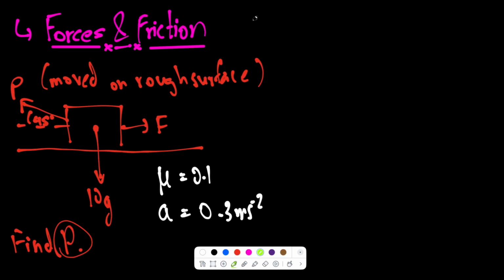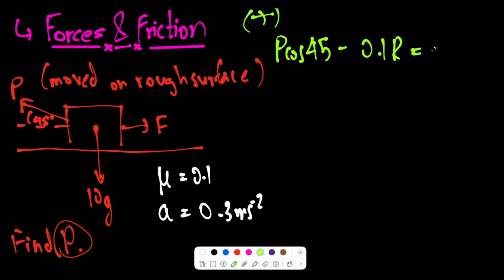So let's just consider the horizontal component. We are told that it is moved with a 0.3 acceleration horizontally, so there is a resultant force horizontally. We can resolve the force P into a horizontal component, P cos 45, minus the friction force, which is at the maximum. As I mentioned earlier, maximum friction is always happening when an object is moving. So that is going to be mu R, 0.1 R, which is equal to the mass of the box, that is 10, times the acceleration 0.3.